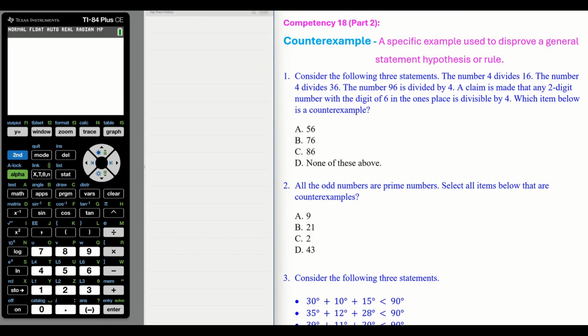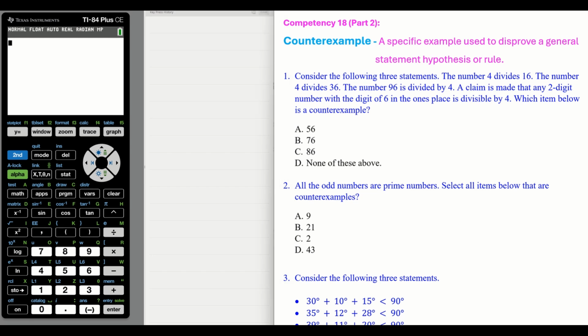Okay, we're going to discuss counterexamples, which is any specific example that can be used to disprove a general statement, hypothesis, or rule. Somebody makes a statement, there's some theorem out there, and there's that one counterexample, or several counterexamples, those things that say, hey, I followed your rule, but that's not the conclusion I came to.